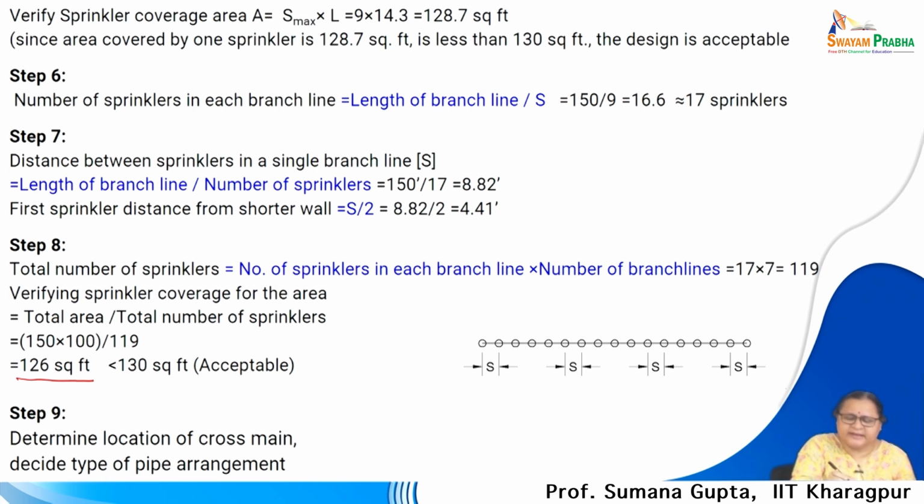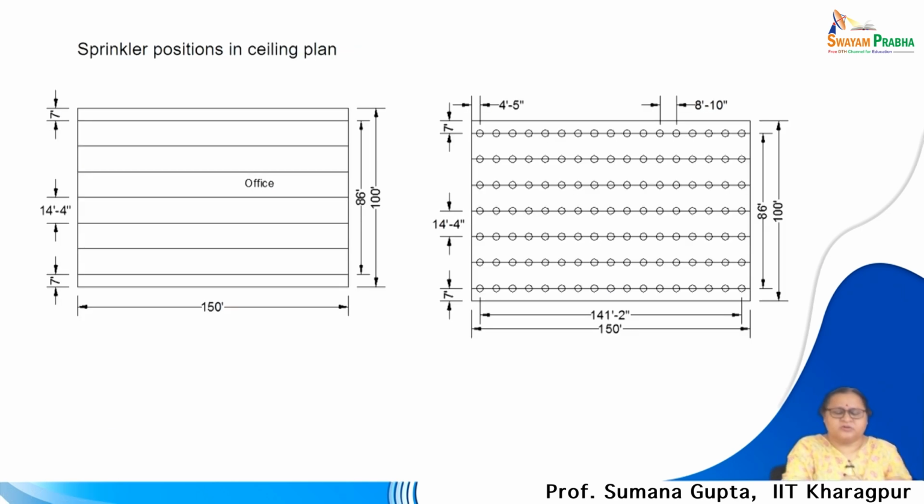What will be the location of the first sprinkler from the wall? It will be again S by 2. From the edge of the wall, if I show you here, this is the L by 2 distance, this is L distance. So, this is 7 feet and 14 feet 4 inches for the distribution, and each of these 17 sprinklers is spaced at a distance of 8 feet 10 inches, rounded up.